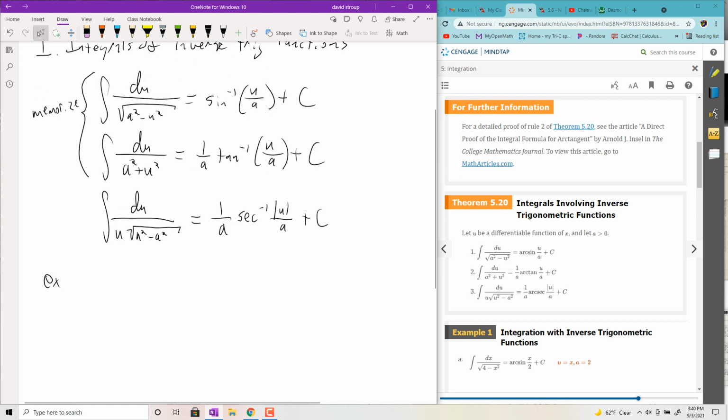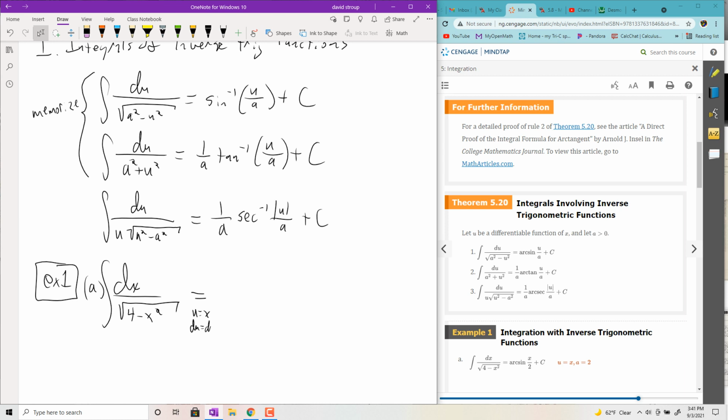Okay, so example 1, for a, we have the integral of dx all over the square root of 4 minus x squared. So putting it into the form, u is just x. Du is just dx, so there's really nothing to do there. You could just pretend u is x and integrate away. The a value is not 4, it's 2, right? A squared is 4. So we could just plug and chug into our formula, sine inverse of u, which is just x, all over a, which is 2, plus c.